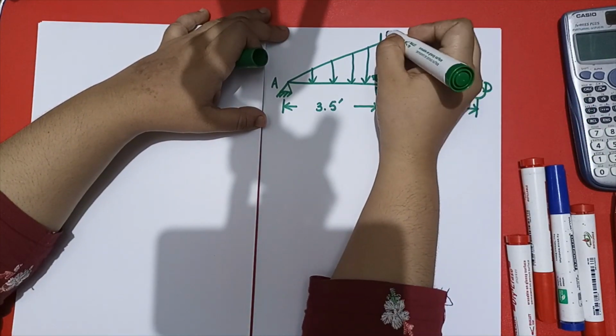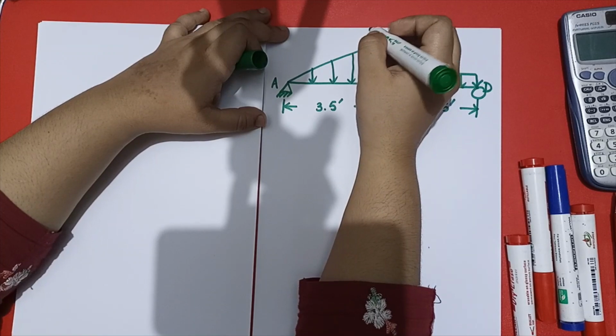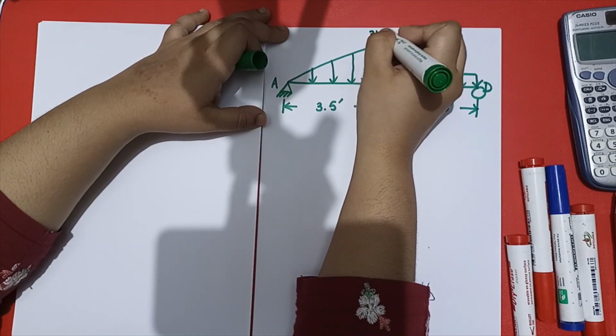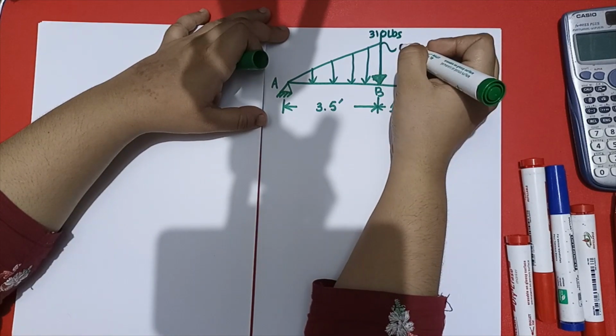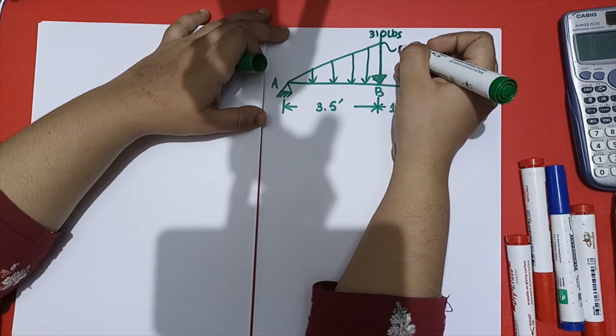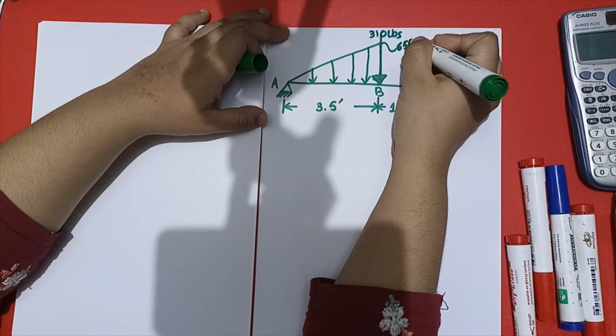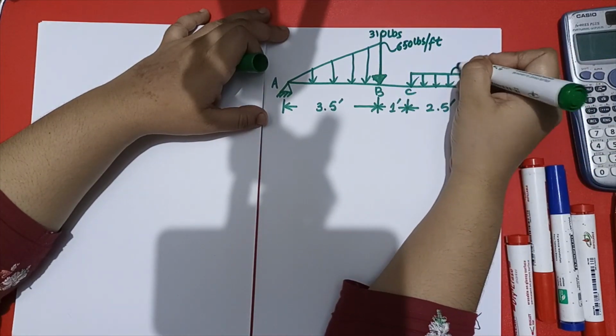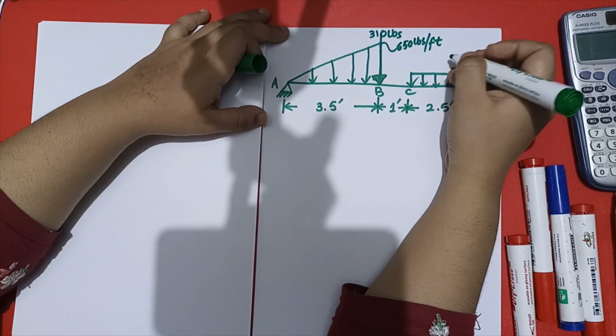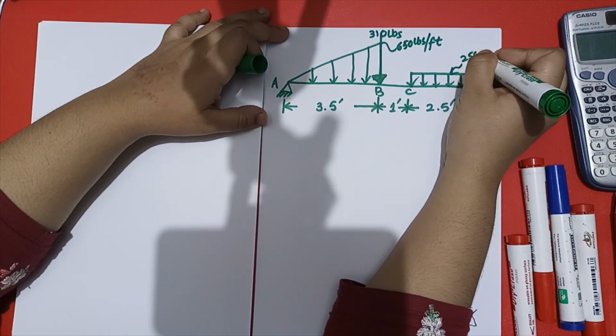Now one thing I am going to tell you is that here is 310 pounds force, the point load, and here is 650 pounds per foot, the triangular load, and this is the uniformly distributed load, 250 pounds per foot.